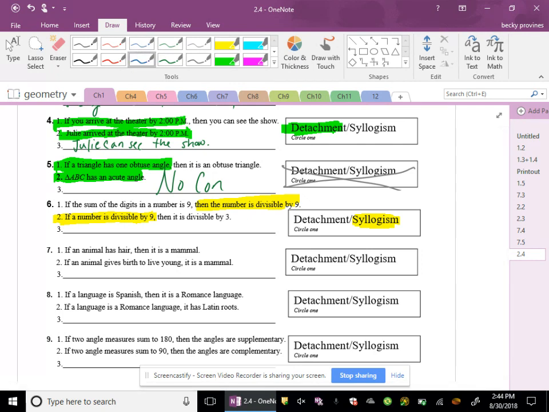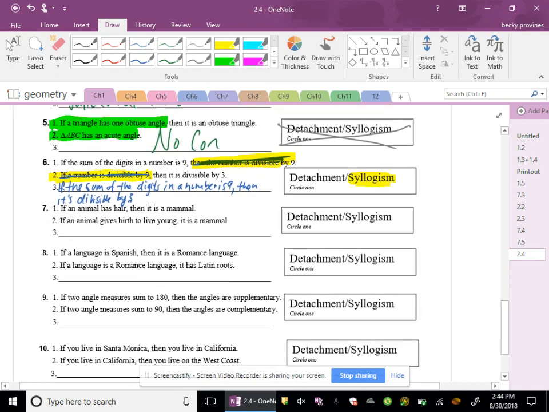And so what you're going to do is you're going to rewrite this, and you're going to take out this part they have in common, and you're going to rewrite everything else. So this one has a lot of writing. Let's see if I can fit it in here. If the sum of the digits in a number is 9, then it's divisible by 3. All right.